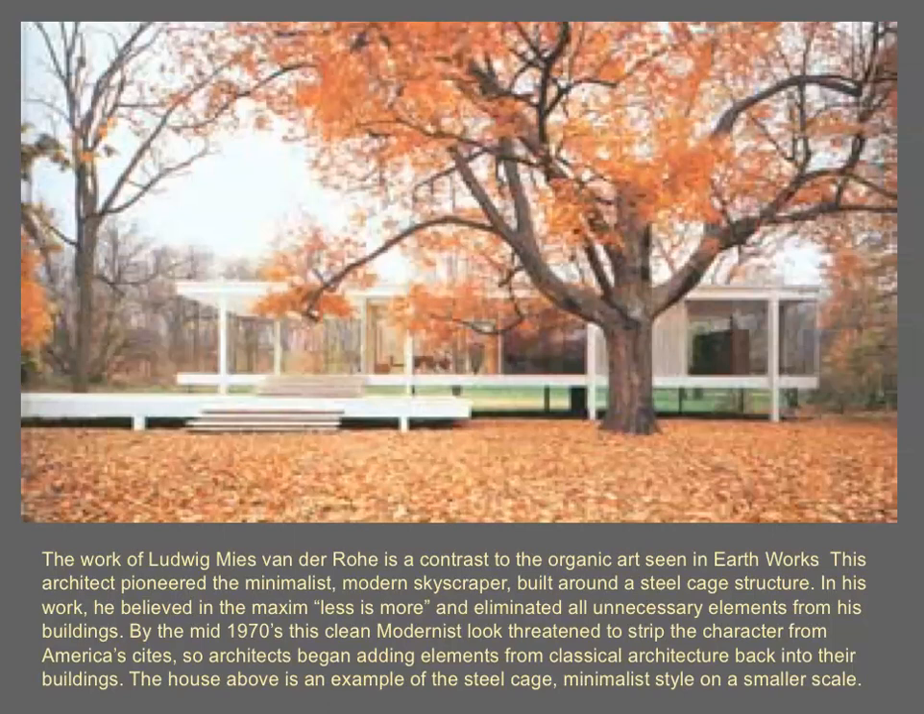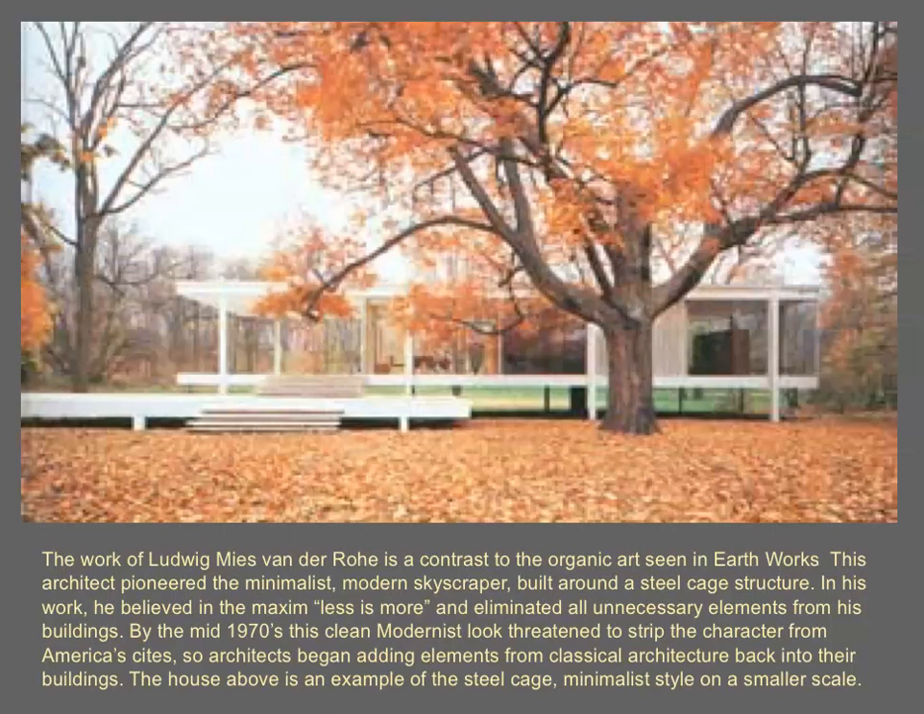His work gave way to the modern skyscraper built around a steel cage. In his work, van der Rohe believed in the maxim that less is more, and he sought to eliminate all unnecessary elements from his buildings. By the mid-1970s, this clean, modernist look threatened to strip the character from America's cities, so architects began adding elements from classical architecture back into their designs.